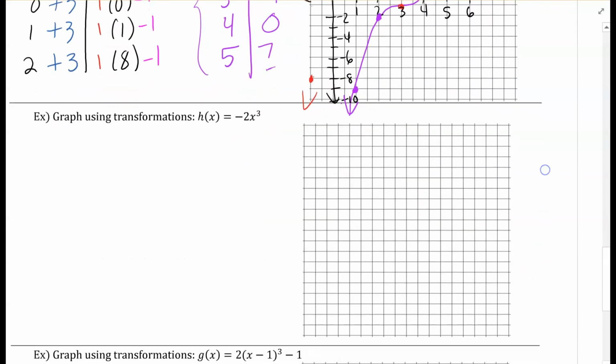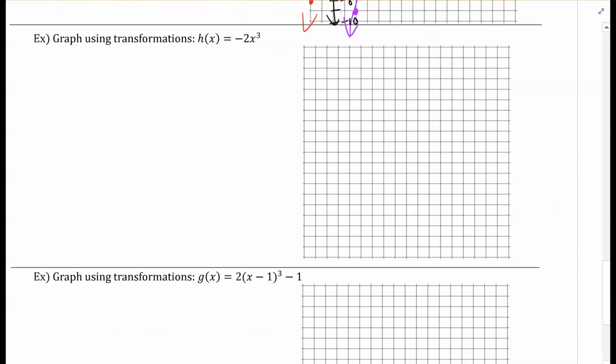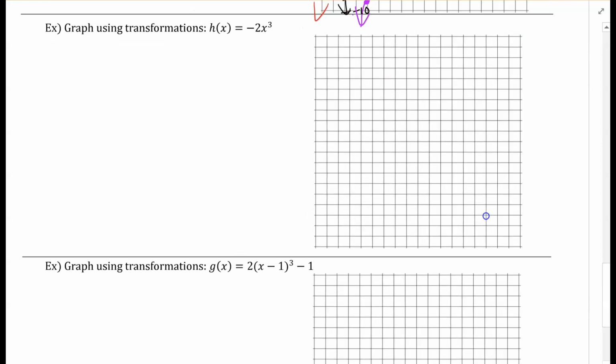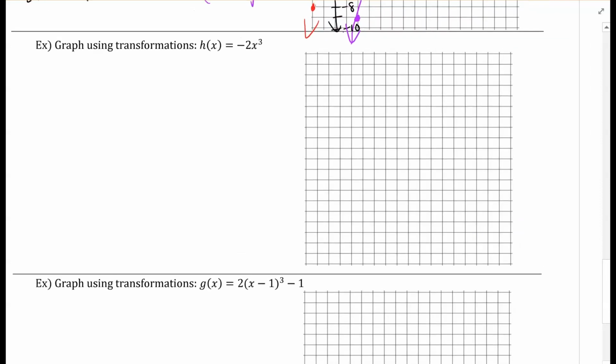Which you don't have to describe left, right, up, down, stretch, compression. I was just trying to get you guys to see what that looks like.